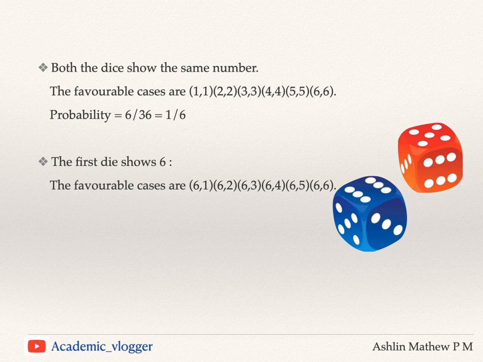Therefore, here also we have the number of favorable cases as 6. Therefore, the probability will be 6 by 36, which is equal to 1 by 6.